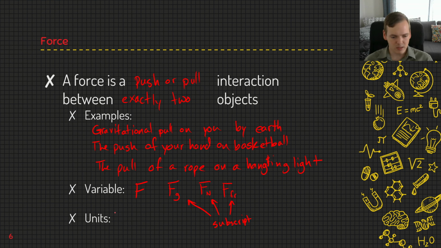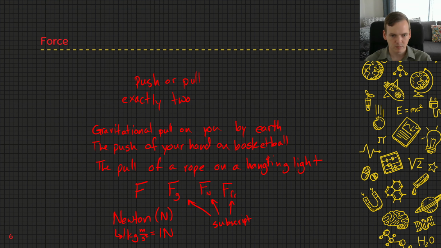And then the units are a Newton, which we simplify as a capital N. We'll learn later why, but this is also equal to a kilogram meter per second squared. So 1 kilogram meter per second squared equals 1 Newton. So again, a force is a push or pull interaction between exactly two objects.